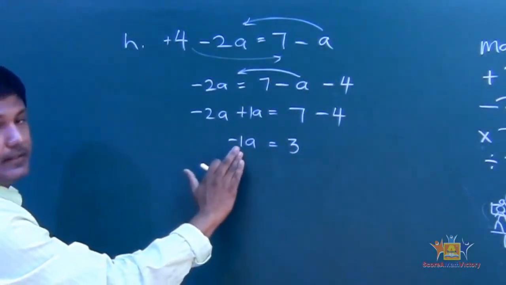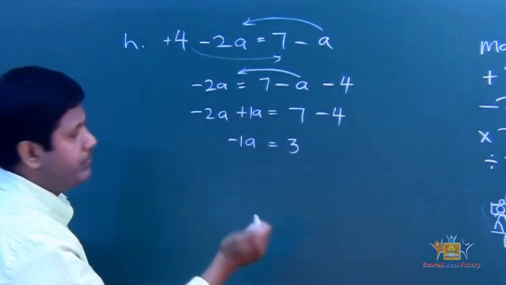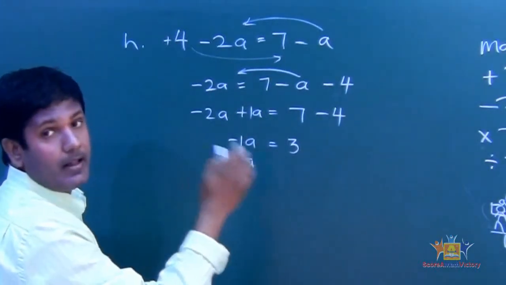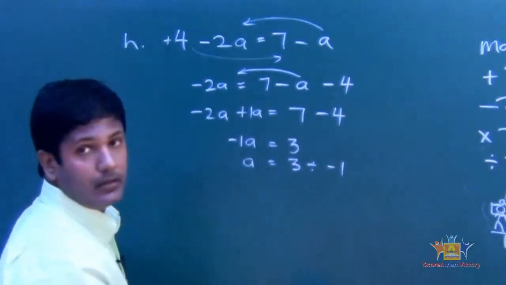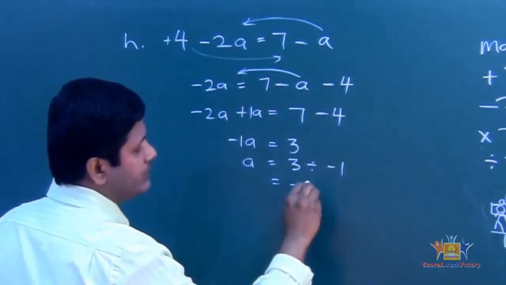But you can't leave it like this, because you want to find a. So negative 1 is going to cross the bridge. Okay? So it's multiplying. Negative 1 multiplied, crossing the bridge, becomes divided by negative 1. Alright, which is positive and negative, it's negative. 3 divided by 1 is 3.